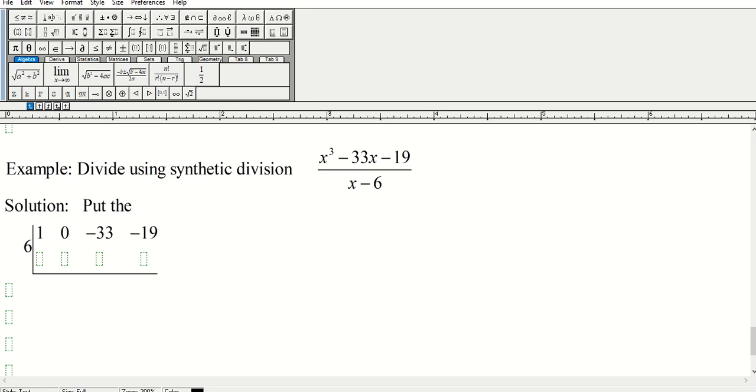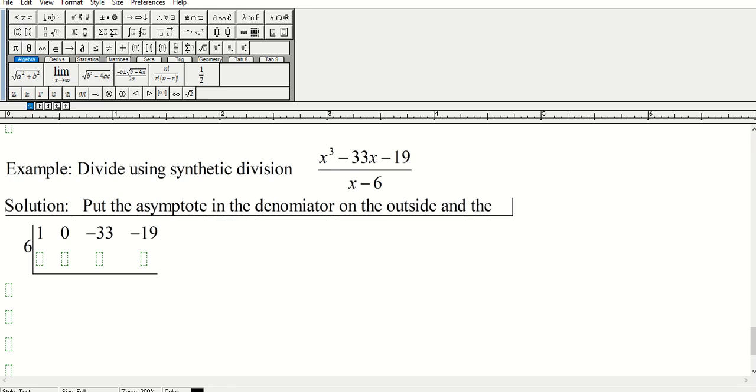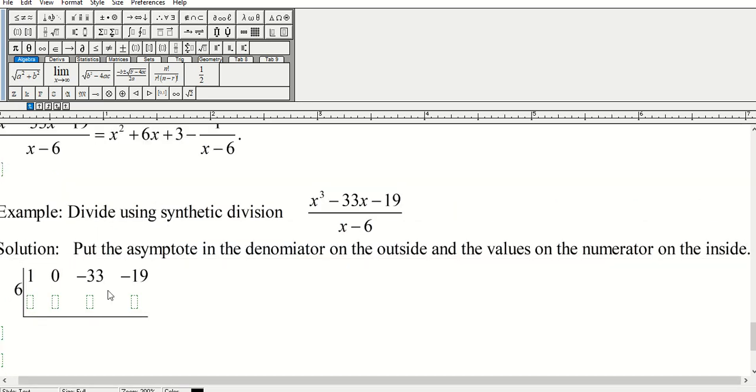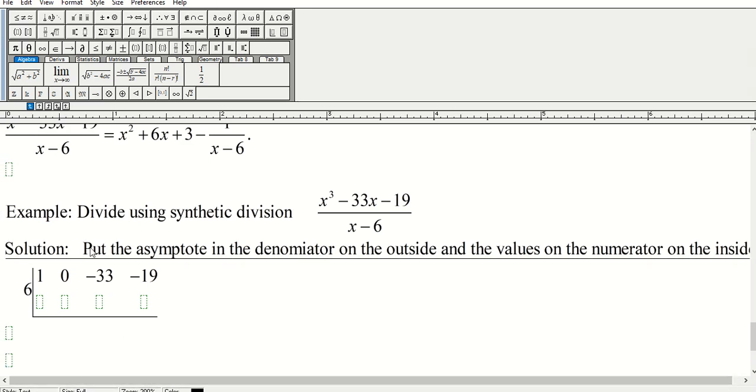Put the asymptote in the denominator. So like where x minus 6 equals 0, so x equals 6, right? That's an asymptote, right? That's a problem. Put that asymptote in the denominator on the outside, and the values of the numerator on the inside. That's how we're going to pull this trick.